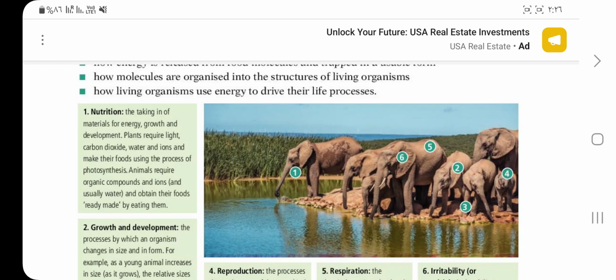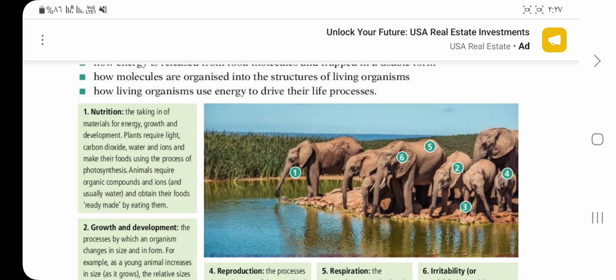Plants require carbon dioxide, light, water and ions, and make their food using the process of photosynthesis. But animals require organic compounds and ions and, of course, water, and obtain their food ready-made by eating it. Again, it's very important: nutrition of living organisms. We should study nutrition of plants and nutrition of animals. Nutrition for plants.